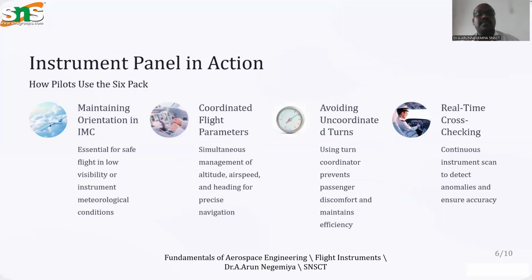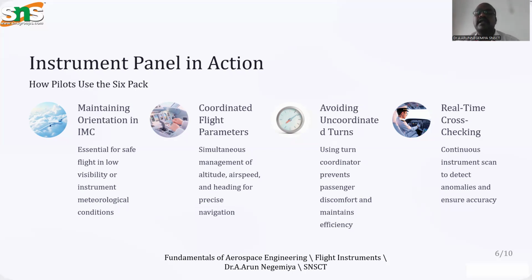And next one is the instrument panel in action. In that, there are the 6 pack. The first one is maintaining orientation in IMC. In those cases, these are the safety precautions we need, and these are useful there. And next one is the coordinated flight parameters, like altitude, airspeed, heading. These are the navigation tools. They can be calibrated, and they will show accurate results or not.